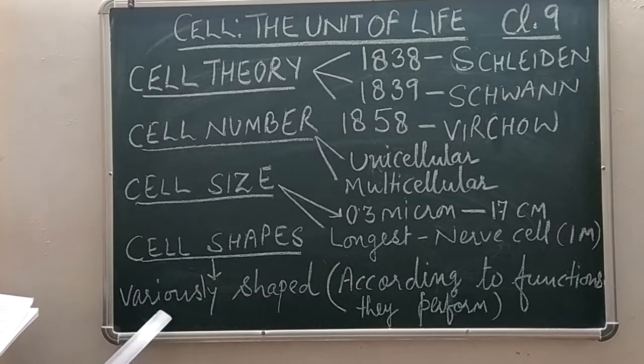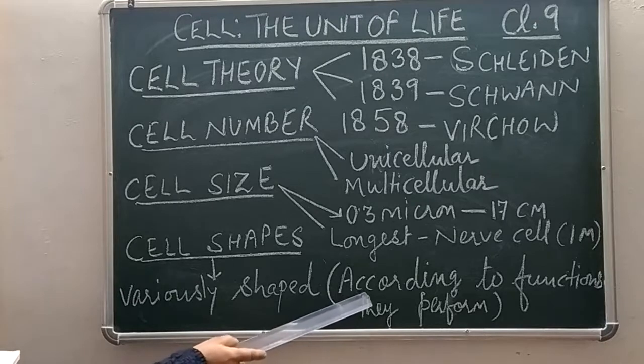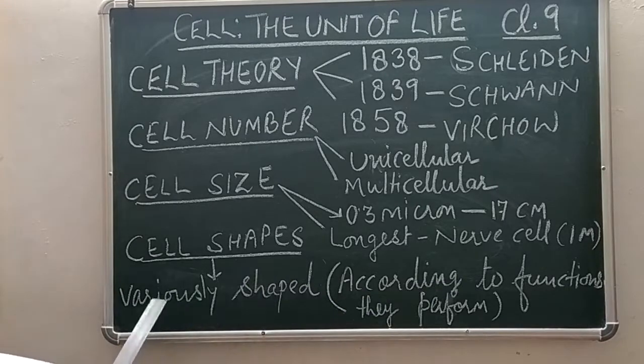Cells are variously shaped. That means cells have different shapes. And why do they have different shapes? Because they have to perform different functions. According to the functions they perform, they have different types of shapes. As you have already studied in junior classes, RBCs are circular in shape. They are biconcave and circular because they have to move through narrow capillaries.